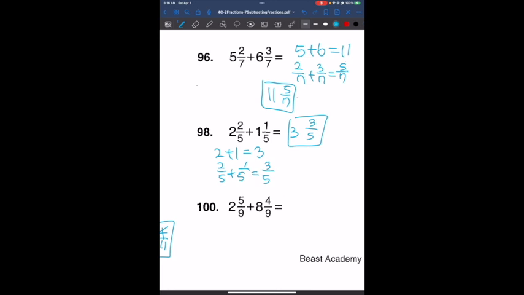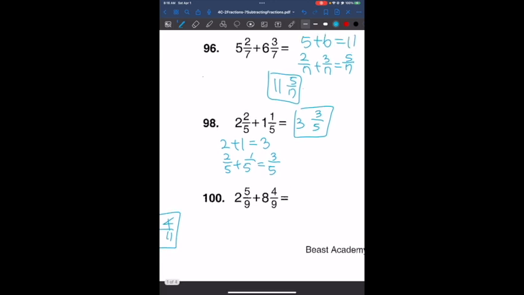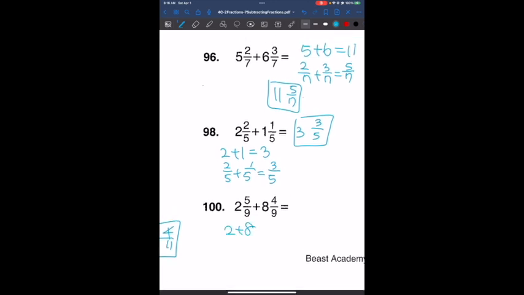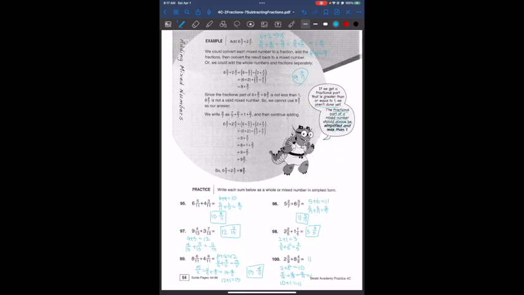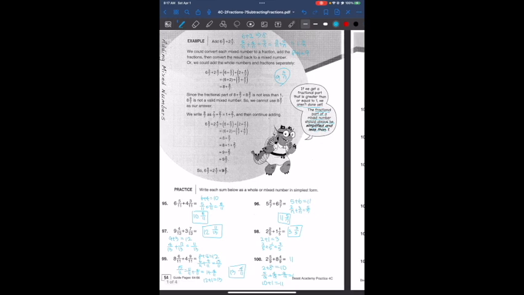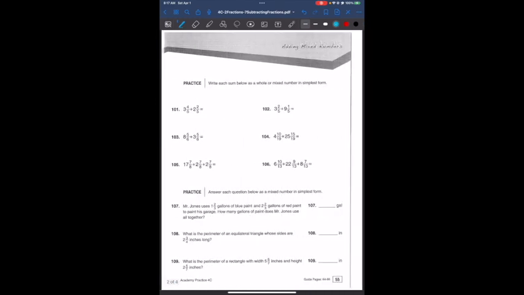And so we're going to go over the solution now. So again, we're going to add the whole numbers together. So 2 plus 8 gives us 10. When we add the fractions together, that gives us 9 over 9, which is equal to 1. So we're going to do 10 plus 1, which is equal to 11. And so we're going to move on to our next set of practice problems.